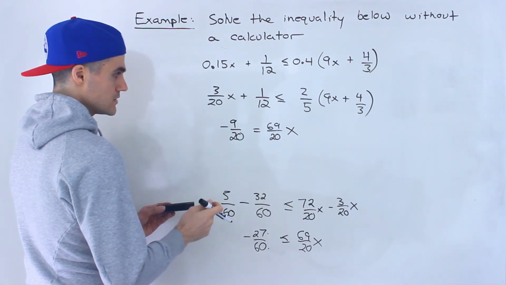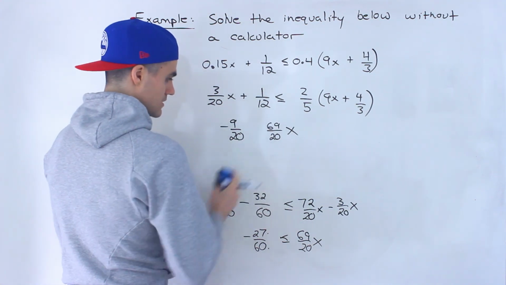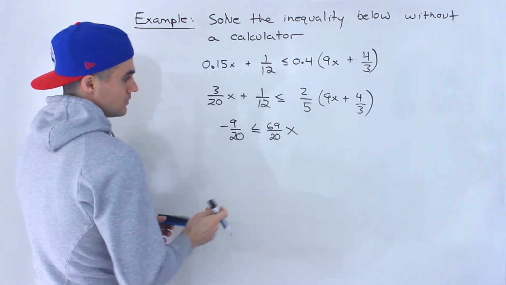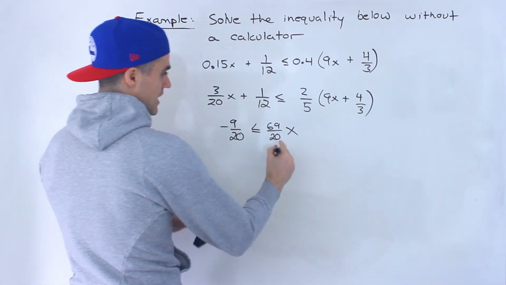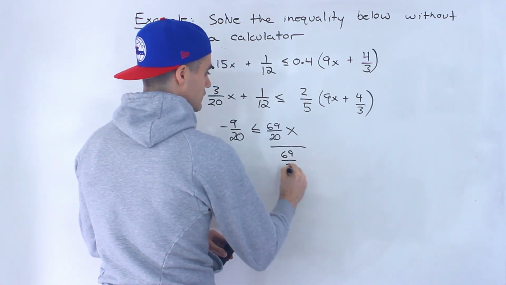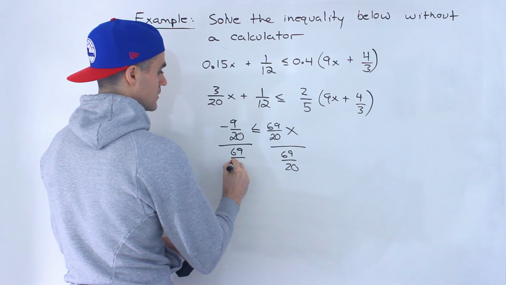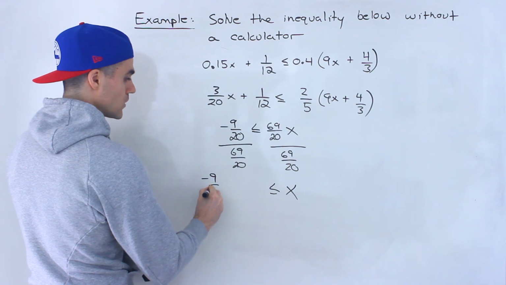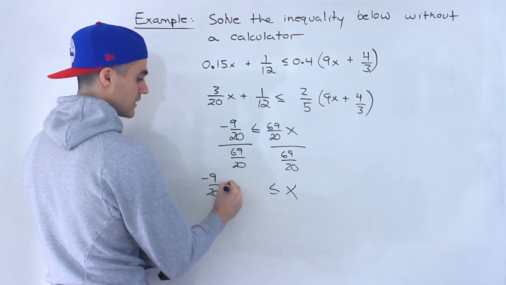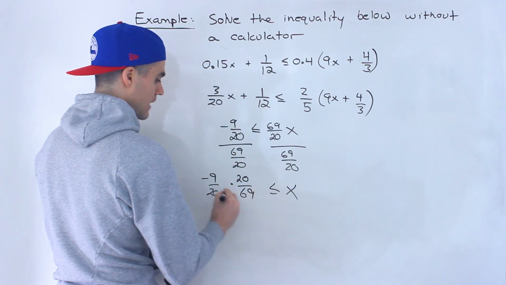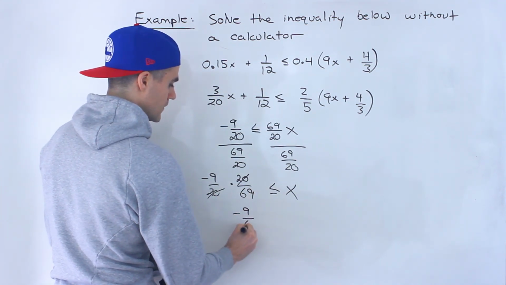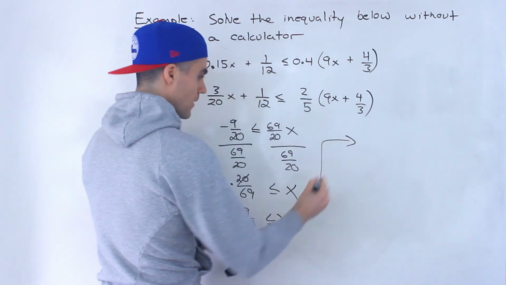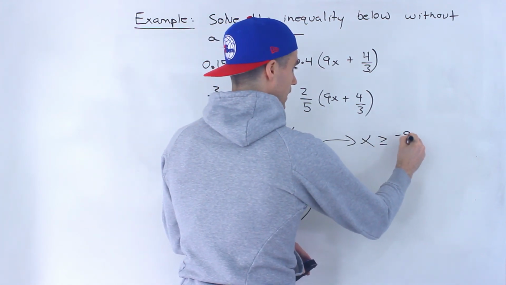And so from here, what we can do, and sorry, this is not equals, this is an inequality still. From here, what we could do is, notice that the 20s would just cancel out, but let's just keep it with the fractions. Divide both sides by 69 over 20. So we would have x being greater than or equal to negative 9 over 20 divided by this fraction which would be like multiplying by the reciprocal of that. So the 20s would cancel out, and we'd end up with that. And then, so x has to be greater than or equal to negative 9 over 69.